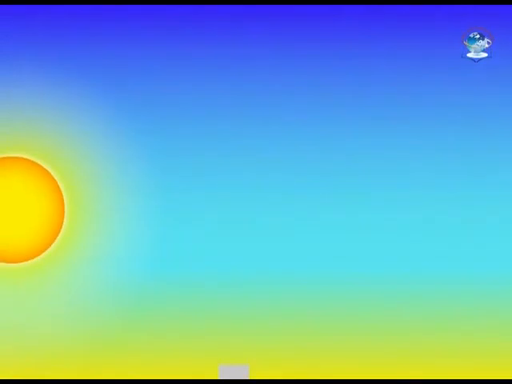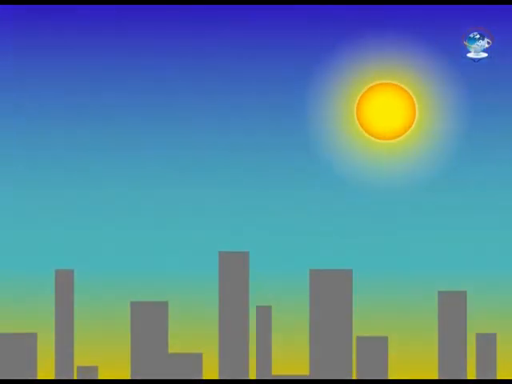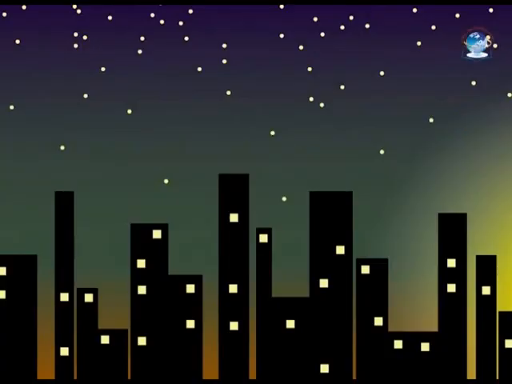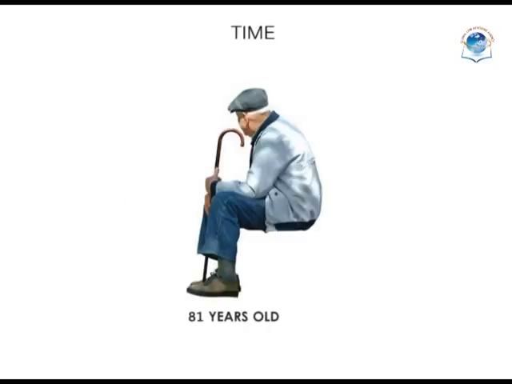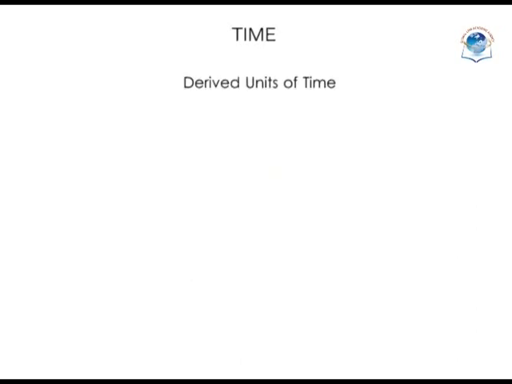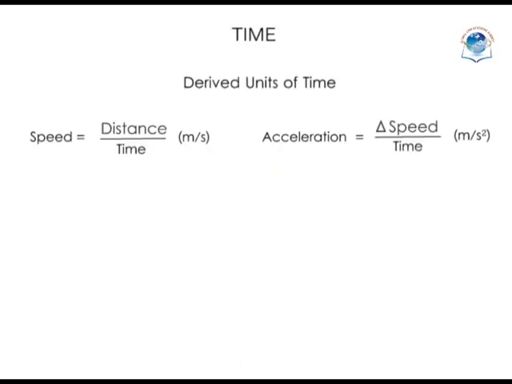Next chapter, time. Now, time is simply a measure of duration. It tells us how long it takes for something to be done. Often, we use terms that refer to time without realizing it, like period and age. Time is also a major part of the derived units like speed and acceleration. The standard unit of measuring time is seconds.